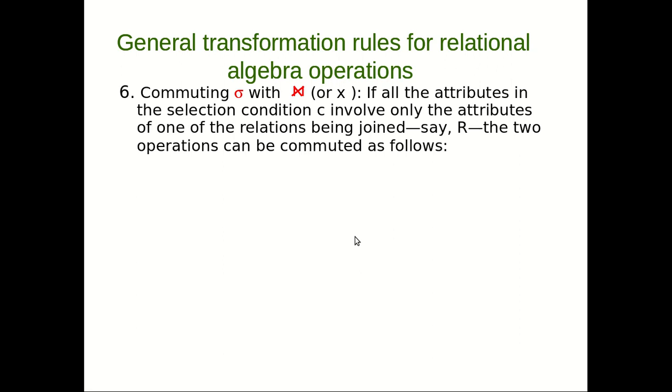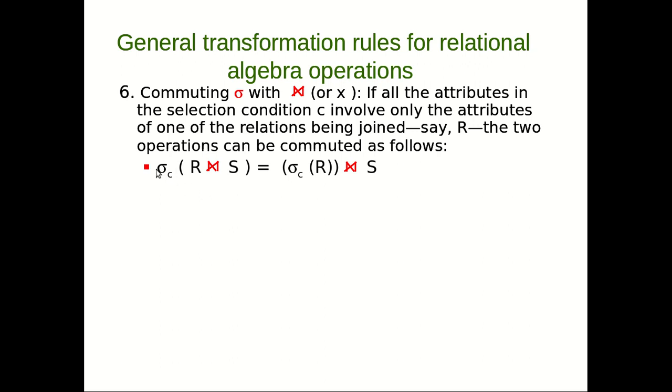Sixth rule is commuting select with join. That is, a select followed by a join can be written something like this. If all the attributes of the select condition C involve only the attributes of one of the relations being joined, say R, the two operations can be commuted as follows. That is, here the operation is like this. Here what is this? Select C is a condition, R join S.